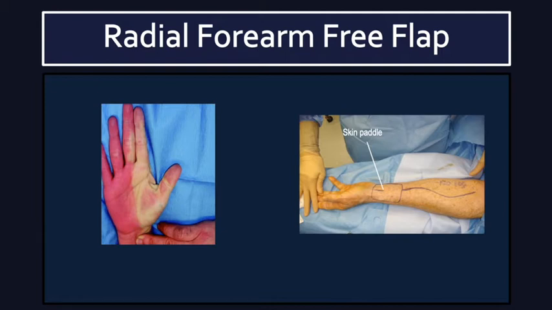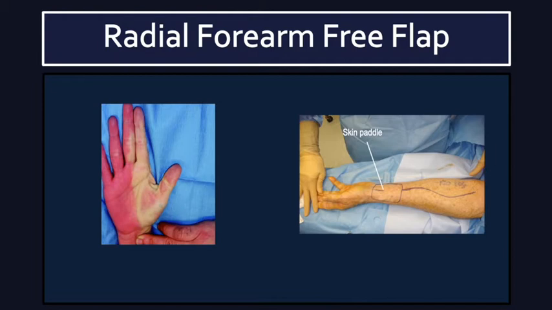If necessary, up to 12 centimeters of partial thickness radius can also be harvested, so you can get skin, fascia, and bone if necessary. These flaps are based upon the radial artery. The surgeon in the preoperative setting will identify the radial artery using ultrasound. He has marked his desired skin paddle here.